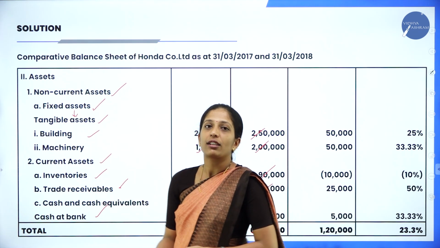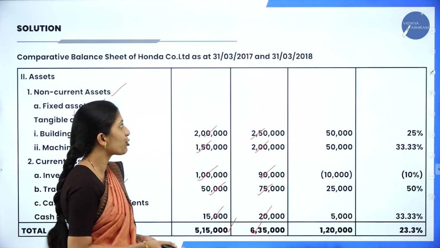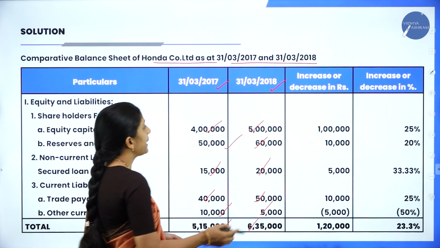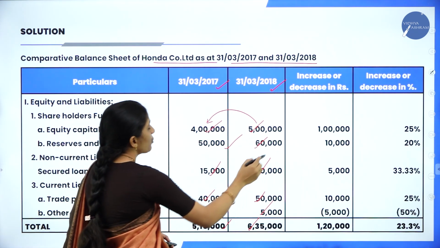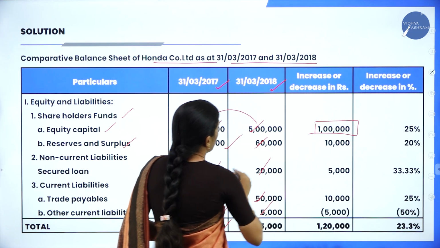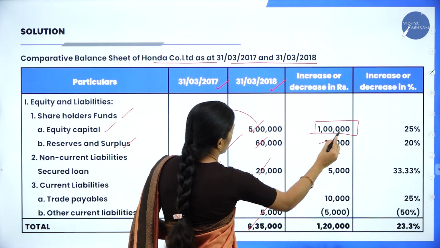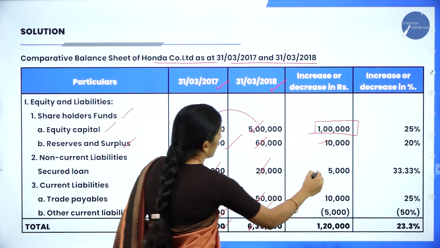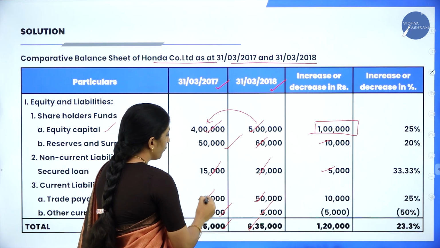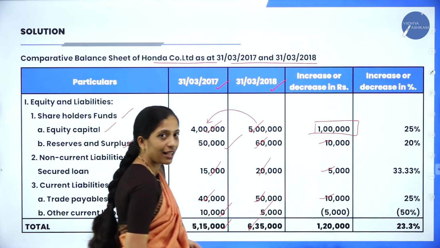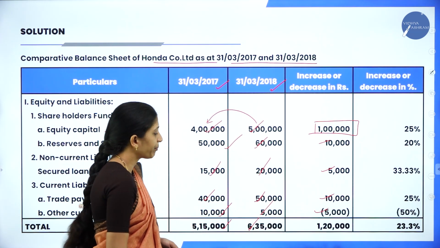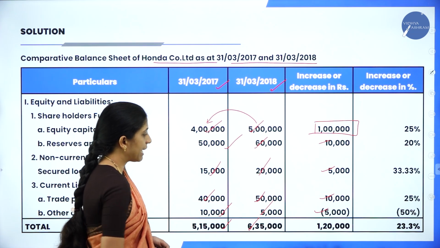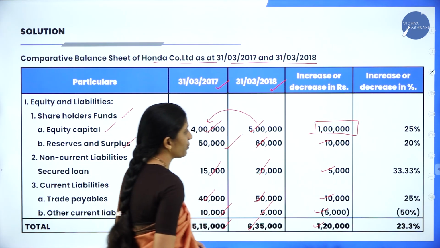Now, as usual, your third column is increase or decrease in rupees. So, how do you calculate? 5 lakh minus 4 lakh, that is 1 lakh. Next, 60,000 minus 50,000, 10,000. 20,000 minus 15,000, 5,000. 50,000 minus 40,000, 10,000. 5,000 minus 10,000, minus 5,000. Then 6 lakh 35,000 minus 5 lakh 15,000, 1 lakh 20,000.